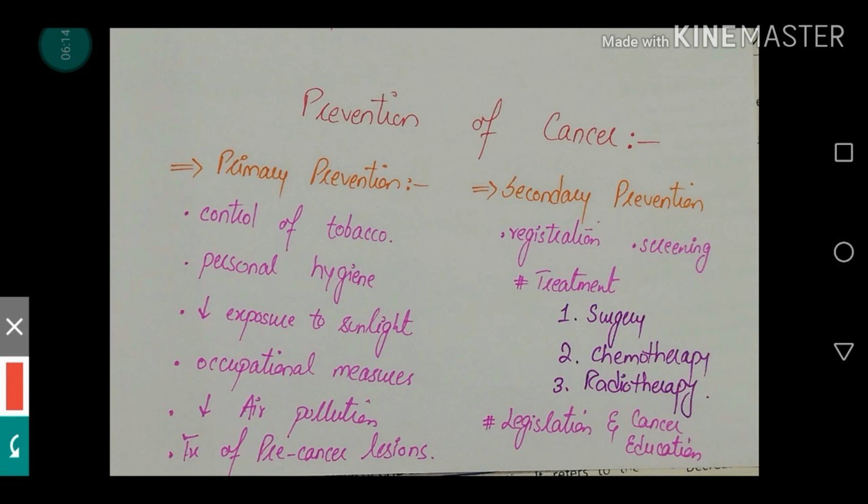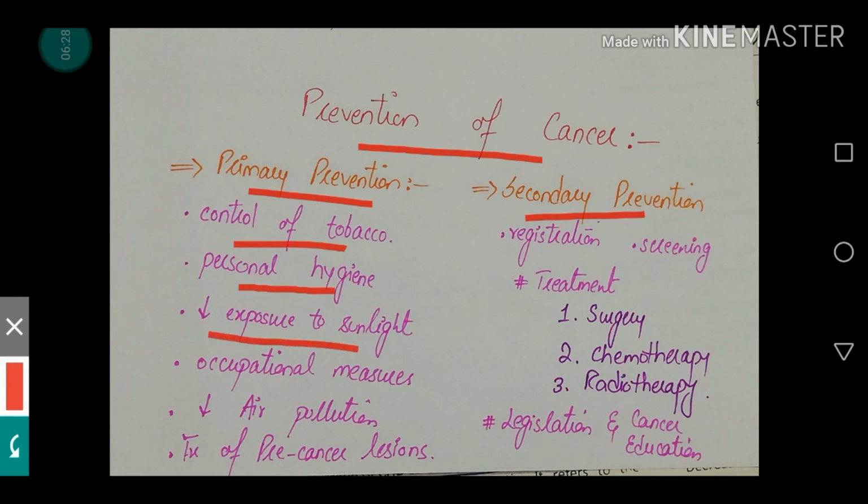Now, further talking about prevention of carcinoma, we have primary prevention and secondary prevention. In terms of primary prevention, we have control of tobacco, increased information regarding personal hygiene, decreased exposure to sunlight, and occupational measures. For example, in those occupations in which people working in a specific environment are liable to develop carcinoma or any other serious pathology, they should be given proper equipment so that they can avoid exposure to that particular substance. Specifically, this includes workers who work near radiation or nuclear power plants.